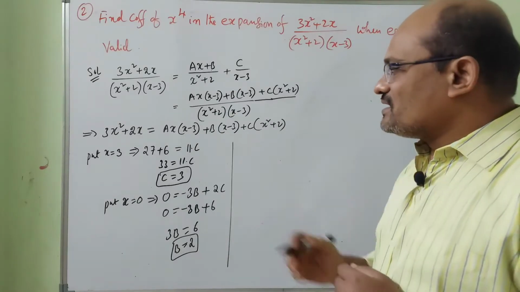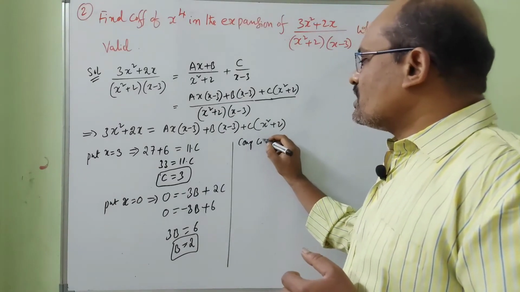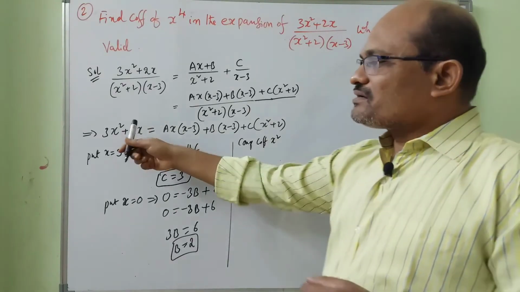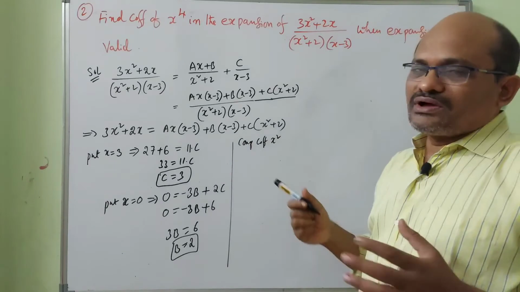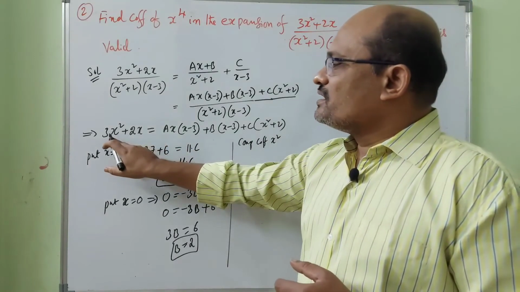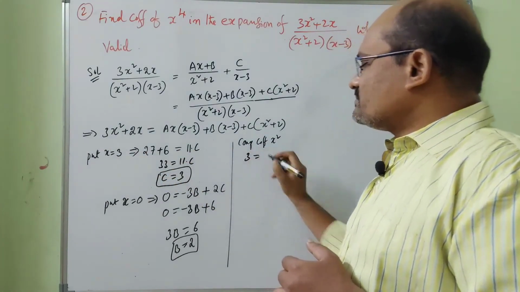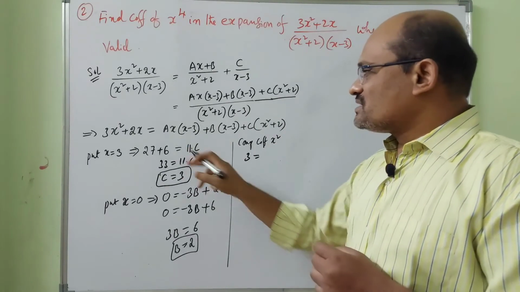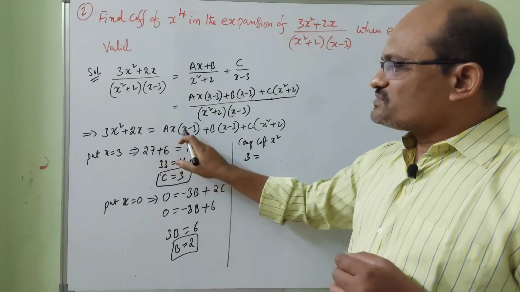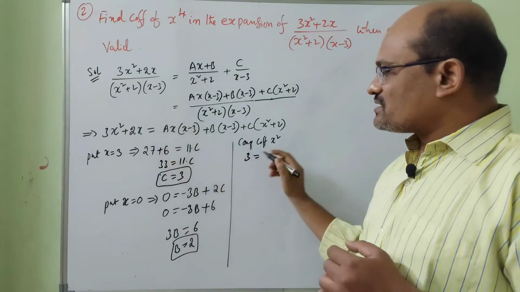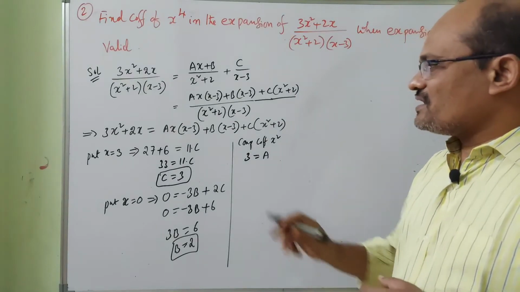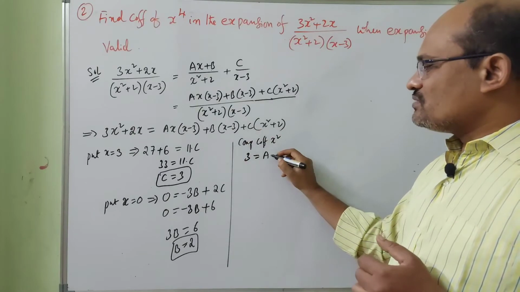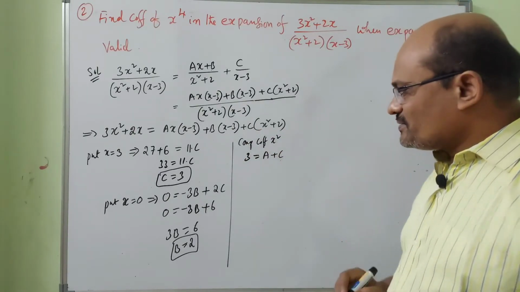For that I use the technique comparing coefficient of x square on both sides. Here x square coefficient is 3. In this side, for x square terms, if you multiply ax with x minus 3, the first term is ax square. So coefficient of x square is a. Here you won't find x square. Here you will have x square coefficient as c. So a plus c is equal to 3.